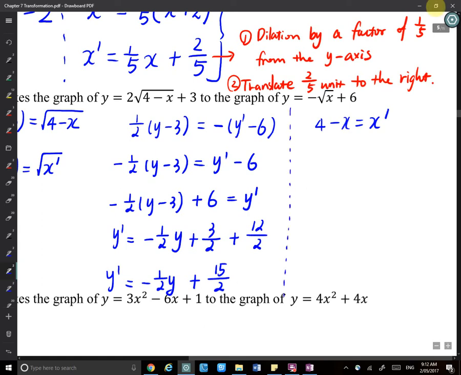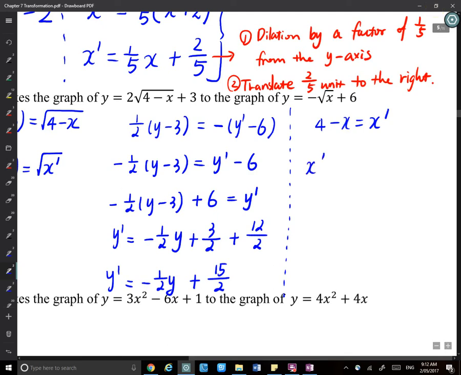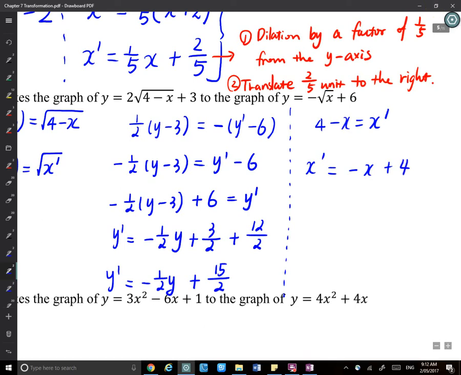That's what happened for the y side. And for the x side, x dash is already the subject. Okay, x dash equals minus x plus 4. I changed the order because I want to see what is times in front of x first, and then plus that. It's not that confusing if you write minus x plus 4.